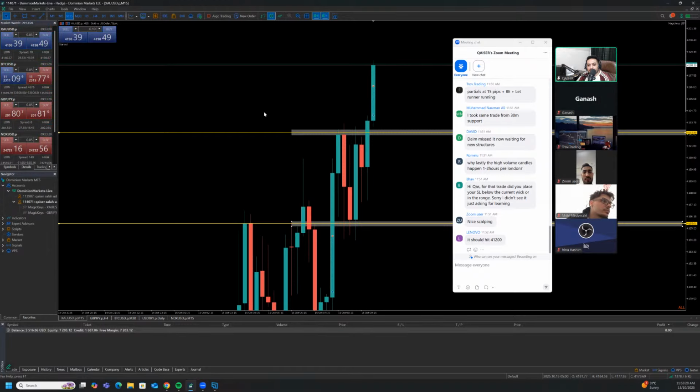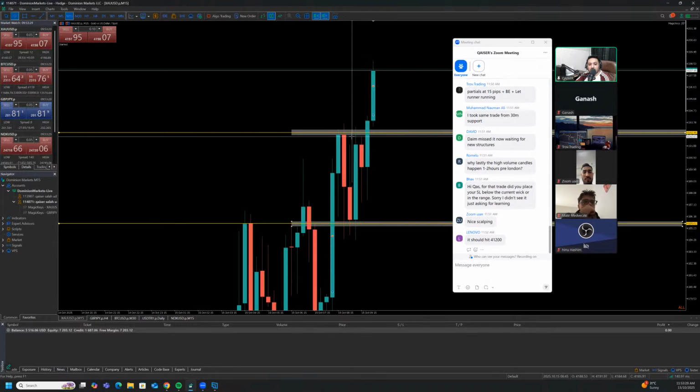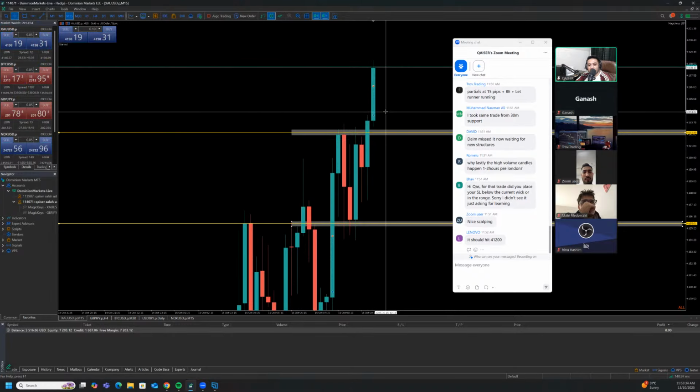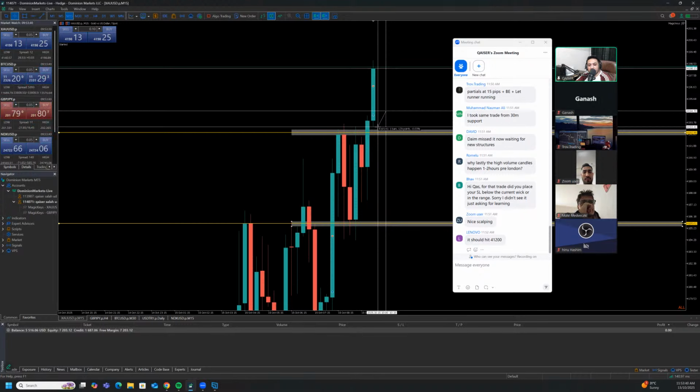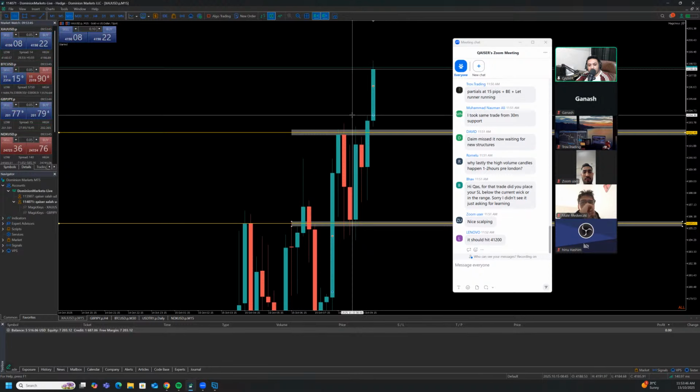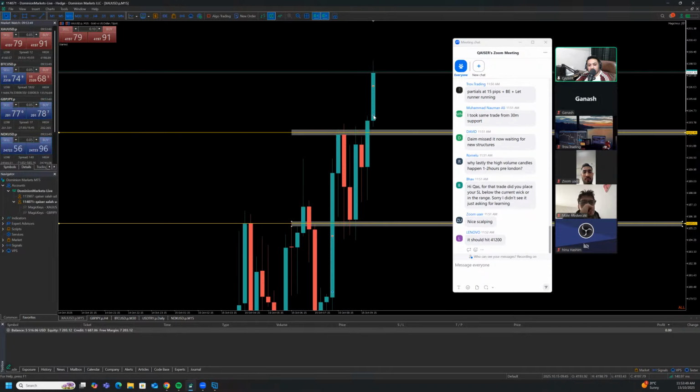Okay. For the trade, did you place your SL below the current candle wick in the range? Sorry, I didn't see it. Just asking for learning. It was somewhere here within the range below this candle low, and as it went in my favor, if it came back and broke its own low, I had a plan to close my 50% position there. Because if this candle created a wick and broke above the high, there's no business for this current candle to come back and break its own low. If it comes back to break its own low, we should be cautious and start managing the risk. So it works very perfectly with the concept actually.